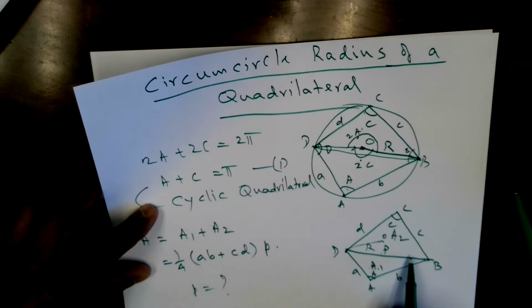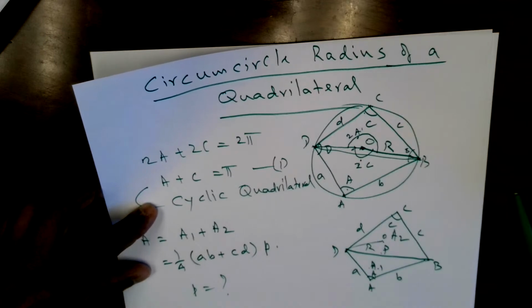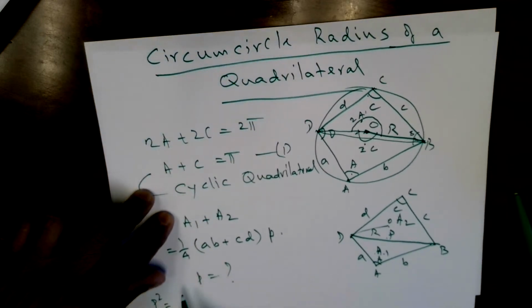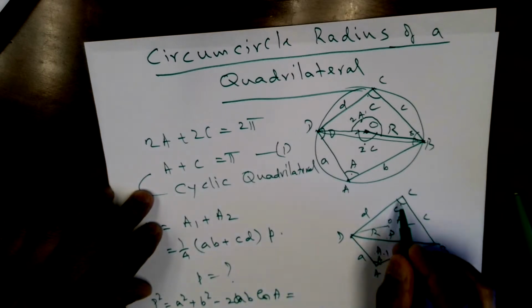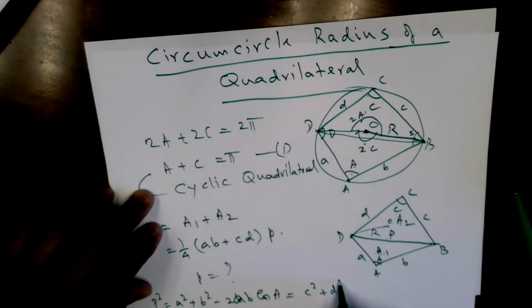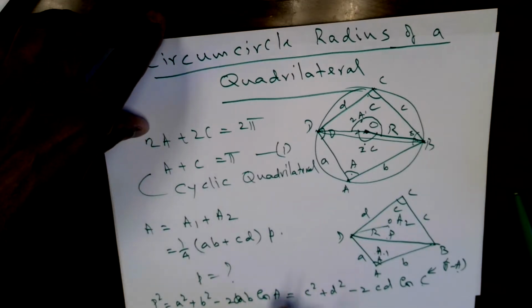For that, I'm going to take advantage of the fact that P is a common side to these two triangles. Notice that P squared, from this diagram, is A squared plus B squared minus 2AB cos A. But also from this triangle, it is C squared plus D squared minus 2CD cos C. But remember, C is pi minus A, so cos C is minus cos A. This minus will become plus. And I'm going to equate these two relations.